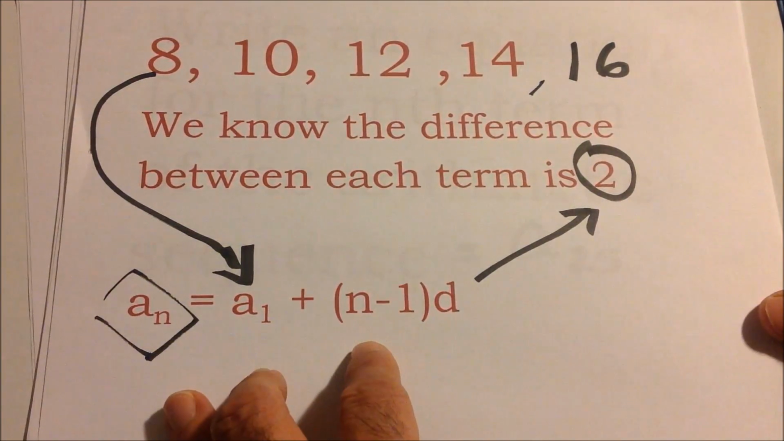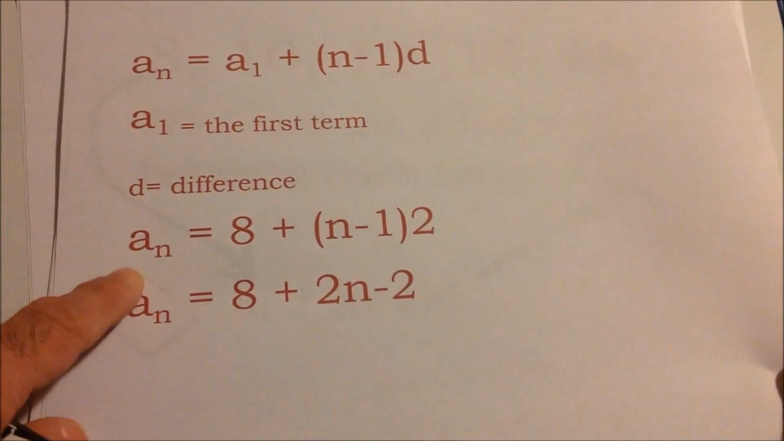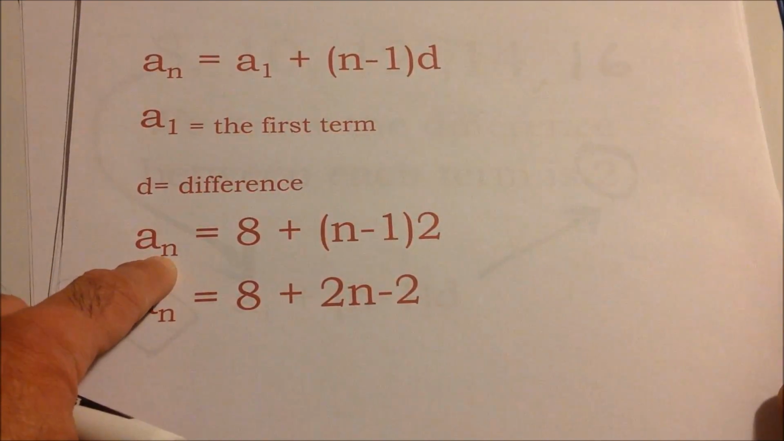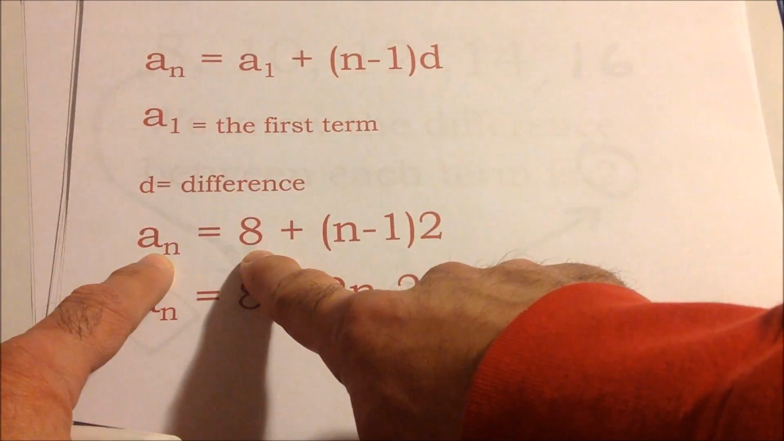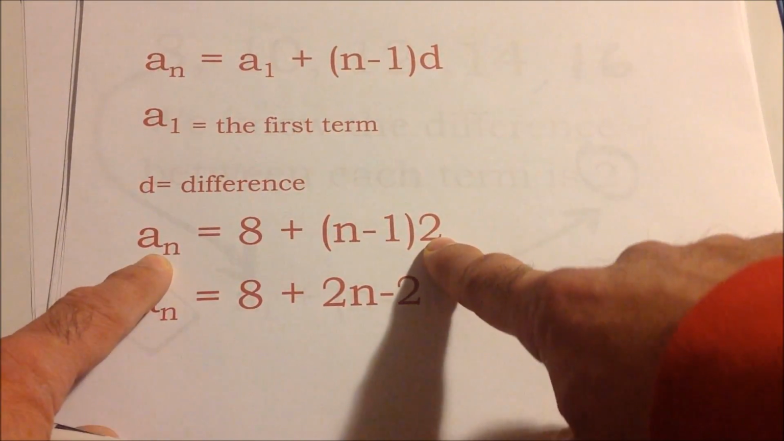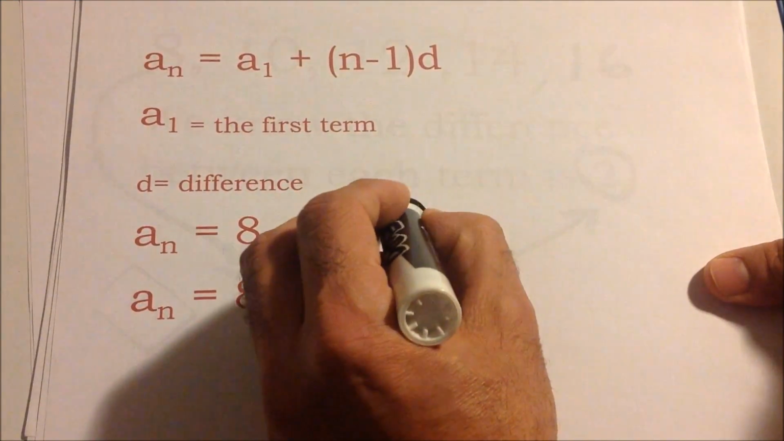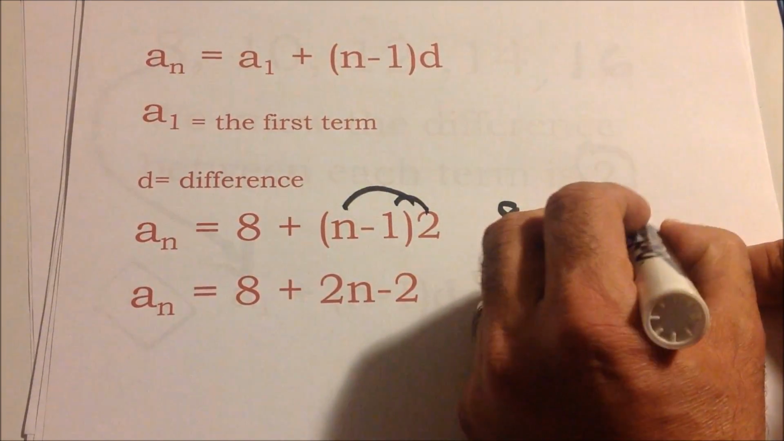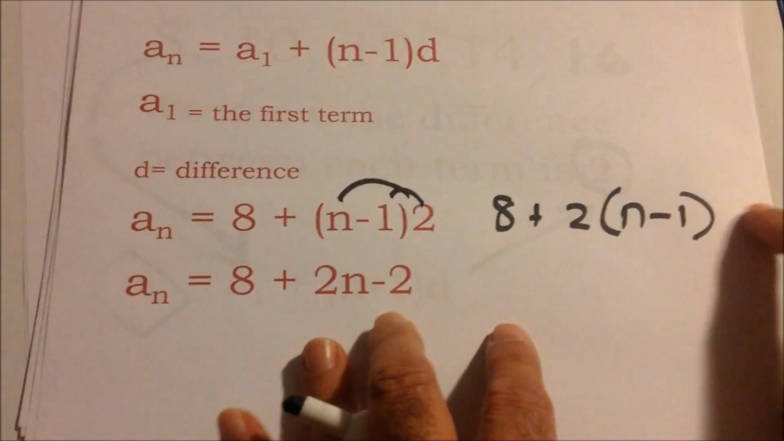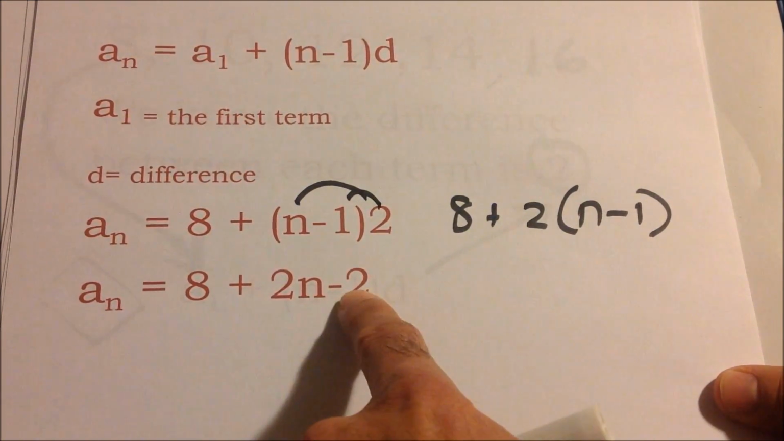Okay, so let's plug in some things. What do we know? Well, we know the first term, and we know the difference. And again, a_n in this case is going to be the 25th term. So we have 8 as the first term and the difference of 2. What we did here is distribute this. And by the way, you can also have the 2 here. Most people like it that way anyway. So I distributed this and I got 8 plus 2n minus 2.